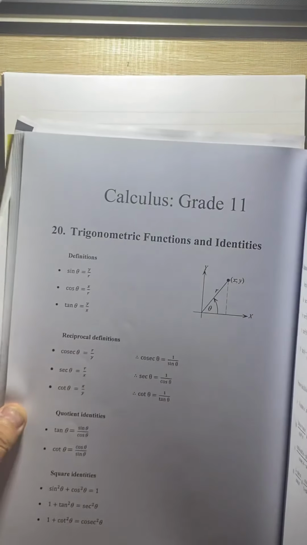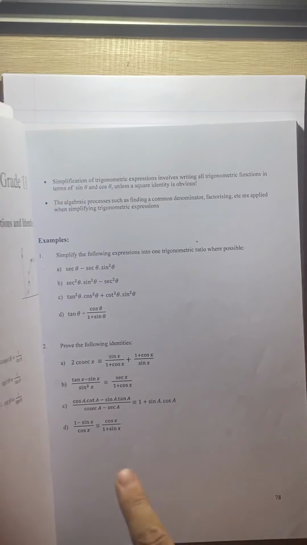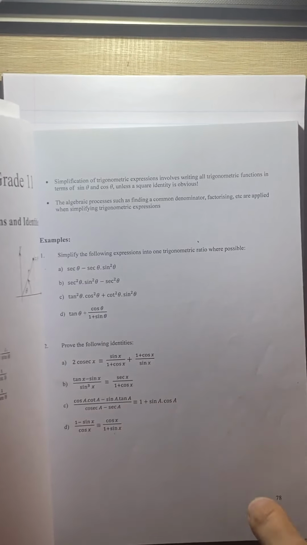How's it, grade 11s? Okay, so we're still continuing with the trigonometric functions and identities. I'm moving on to the second lot of examples here. So these ones are different from the other ones, and I'll show you now why.